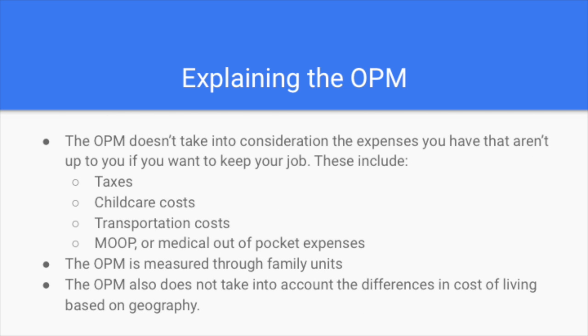The OPM doesn't take into consideration the expenses you have that aren't up to you if you want to keep your job. These include taxes, childcare costs, transportation costs, MOOP or medical out of pocket expenses. The OPM is measured through family units, which only includes blood relatives or married members living in the household, meaning you can't separate members. The OPM also does not take into account the differences in cost of living based on geography.